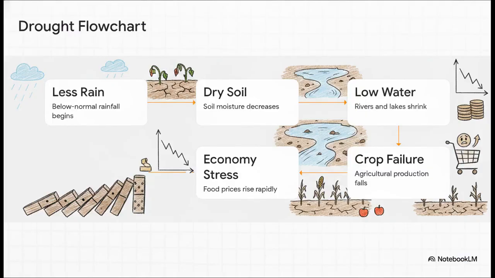And once that account is overdrawn, a relentless domino effect kicks in. It starts out simply enough, right? Just below normal rainfall. But then soil moisture drops. Since the plants are suddenly thirsty, agricultural production takes a huge hit. After that, the rivers and lakes start to shrink, which creates these widespread water shortages that lead directly to spiking food prices and ultimately massive economic stress.